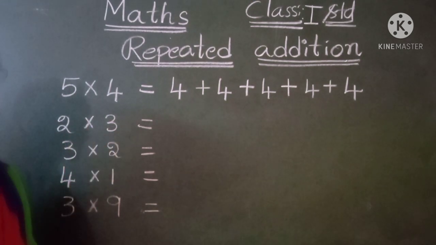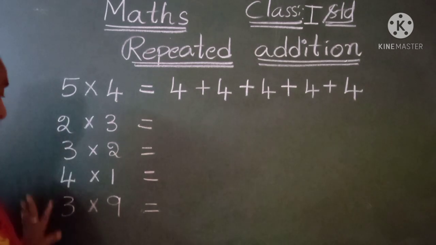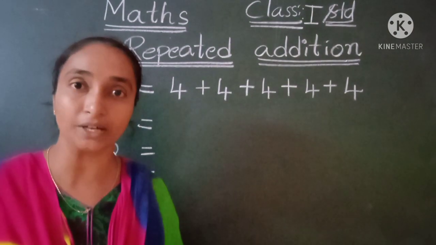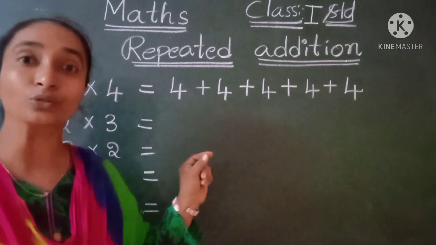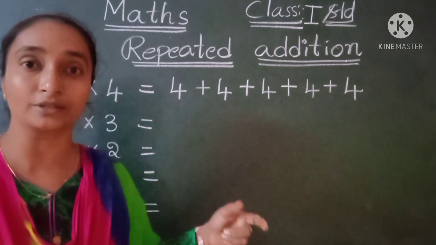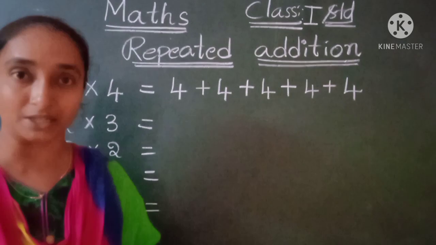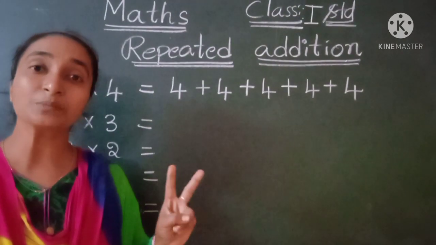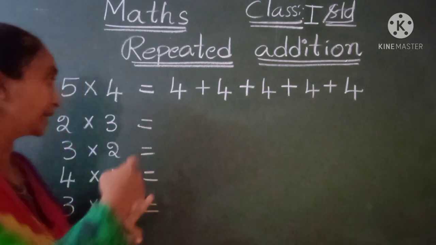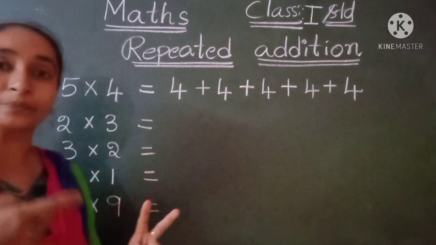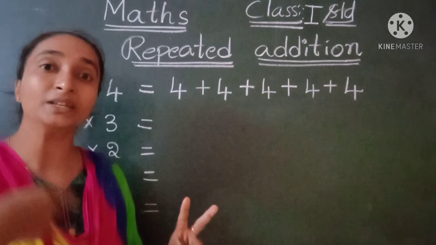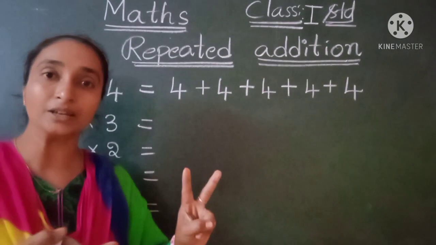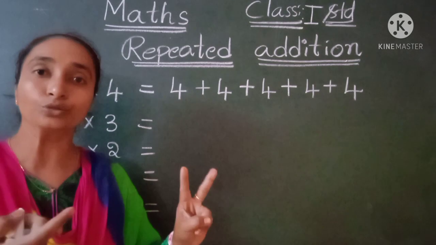2 into 3. So the first numbers, all these are the groups. It will denote how many times we have to write, how many times the number should repeat. So 2 means 2 times should repeat. Which number should repeat? The second number. It will show what number should repeat. So the 3 should repeat for 2 times.